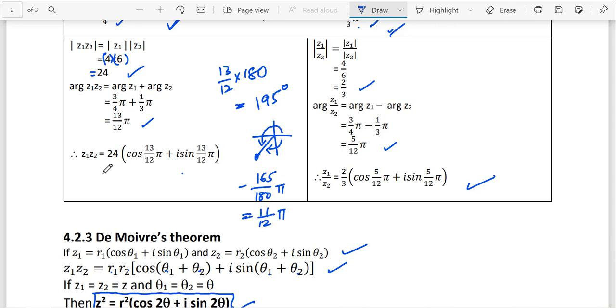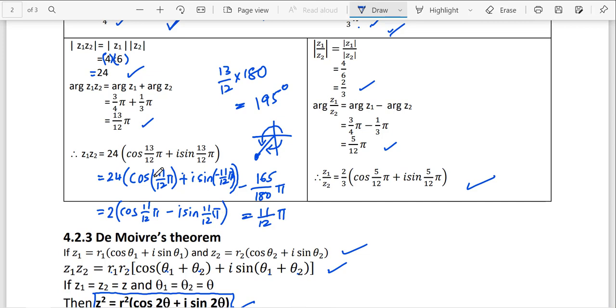So this one should change to cos negative 11 over 12 pi plus i sine negative 11 over 12 pi, because of the negative angle. So make sure if this angle is more than 180 or more than pi, you must simplify it. Okay, in some books you may write it like this: cos, well, negative cos is positive, 11 over 12 pi minus i sine 11 over 12 pi.